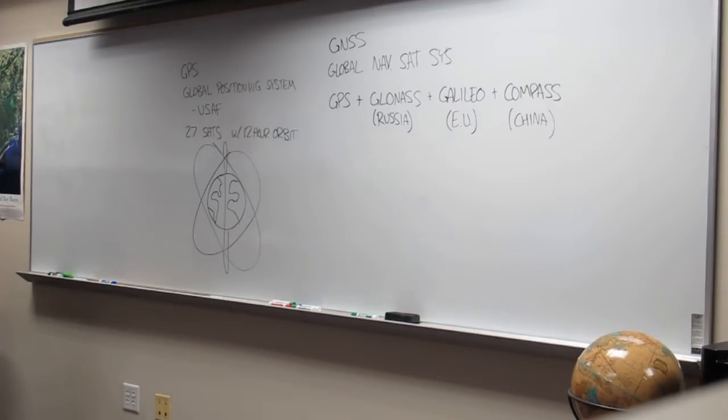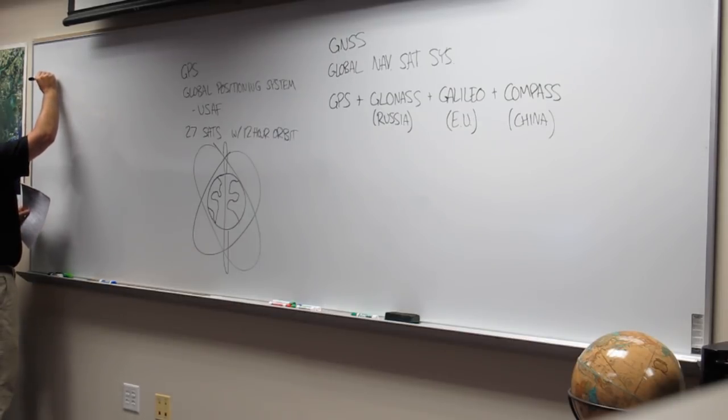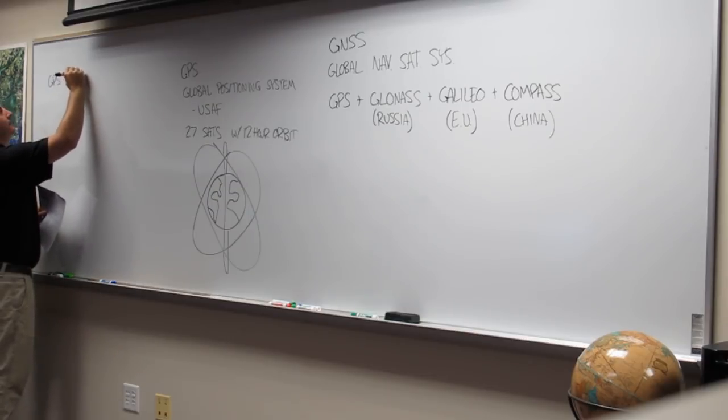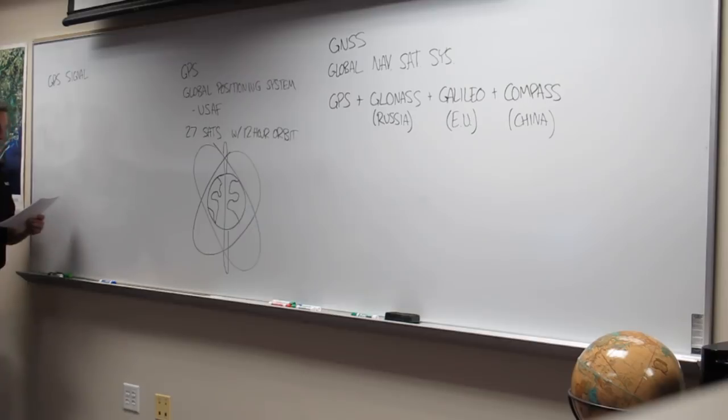So how do we get a position from GPS, from a satellite? Well, the satellites emit a message, a radio message. Each satellite emits a message, okay? And that message is unique to that particular satellite, okay? And that is what we refer to as the GPS signal. So this signal has multiple parts to it.